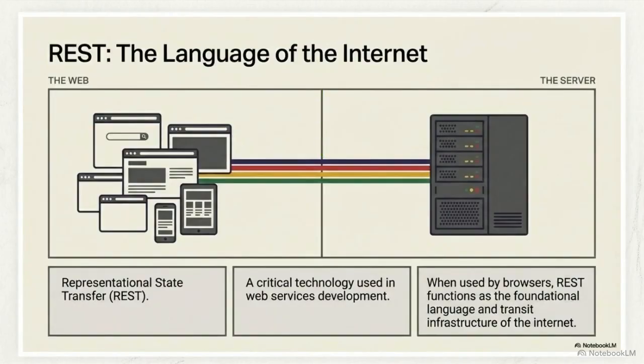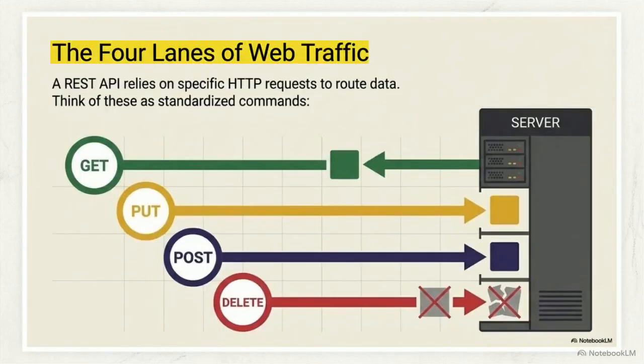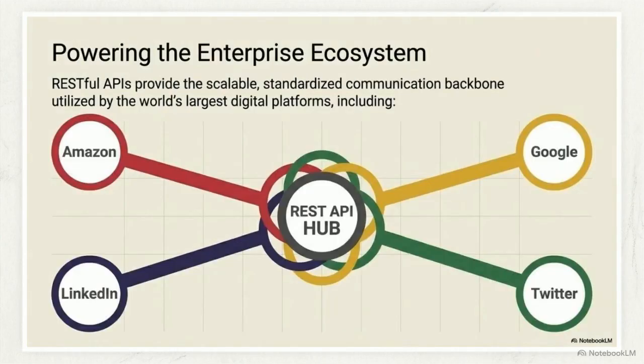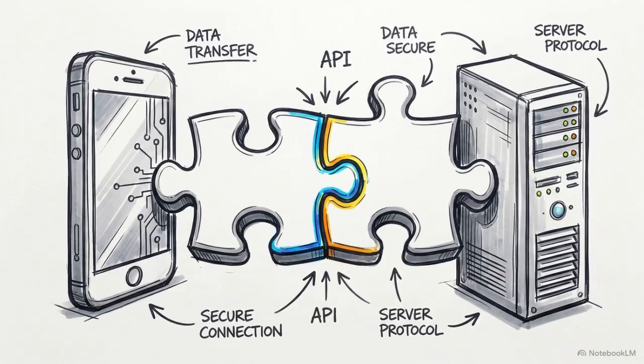This chart breaks down the exact mechanism of REST. It uses four specific lanes of web traffic, standardized HTTP commands like GET, PUT, POST, and DELETE, to route data requests to the server. This network graphic shows how RESTful APIs form the scalable communication backbone for the world's largest digital ecosystems, connecting platforms like Amazon, LinkedIn, and Google into a centralized hub. REST provides the universal language-agnostic agreement that allows completely different systems to exchange information across the web.